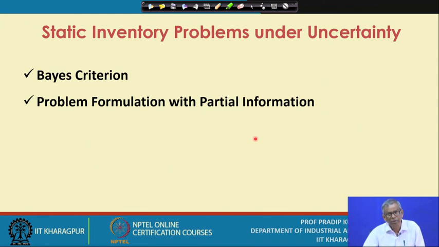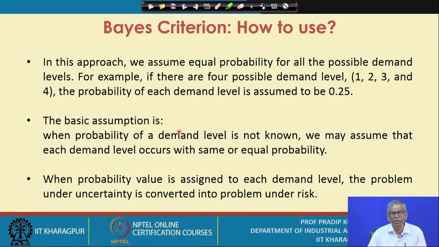So this is very, very important, and our main focus is how to get these partial informations, or as much relevant information as possible, regarding the characteristics of the demand for the given inventory item. So let us first discuss the Bayes criterion, how to use the Bayes criterion in this case.